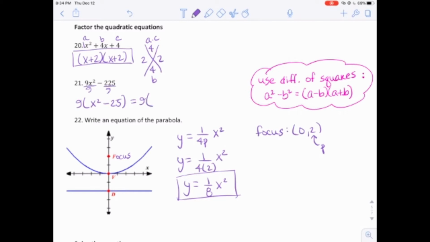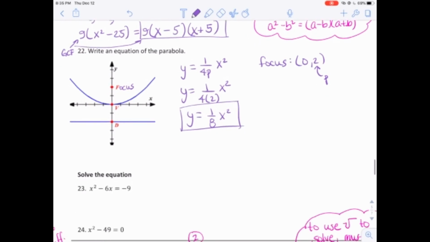We take the square root of each term. So the square root of x squared is x. We write that in the front. The square root of 25 is 5. We write that in the back of each parentheses. Notice that one needs a minus and one needs a plus. Does not matter which order you write the plus one or the minus one in. Please don't forget to put your greatest common factor, our GCF, carries over to here. All right, let's go ahead and jump down to 23.